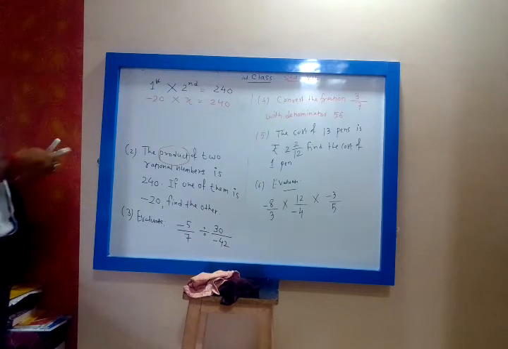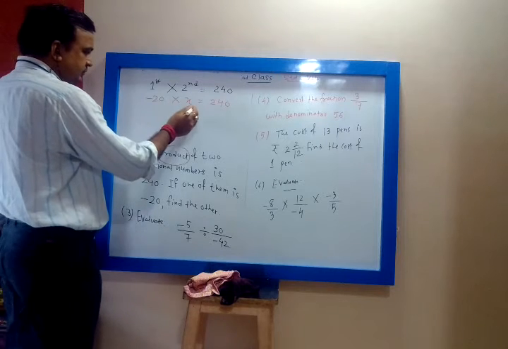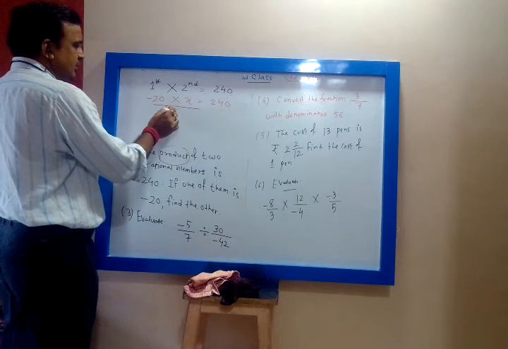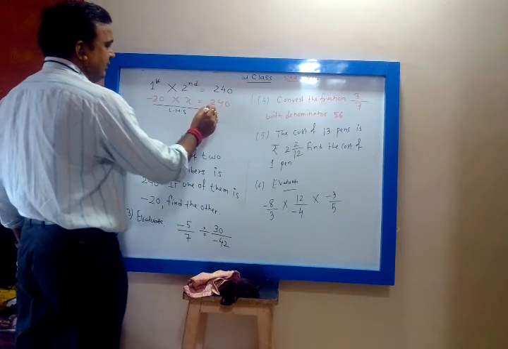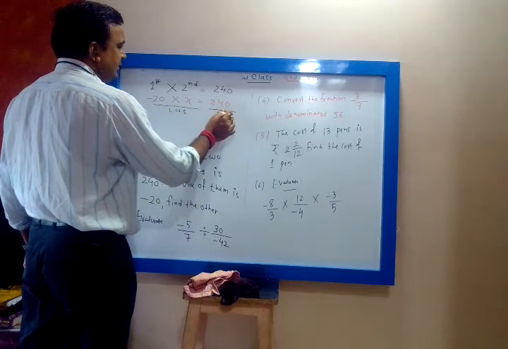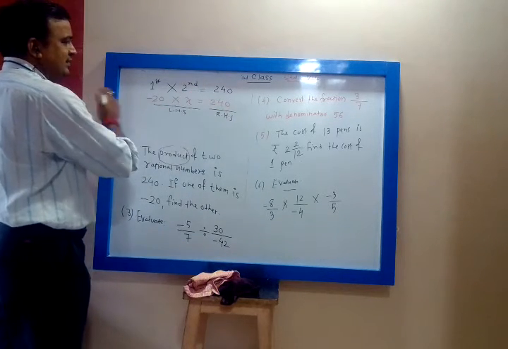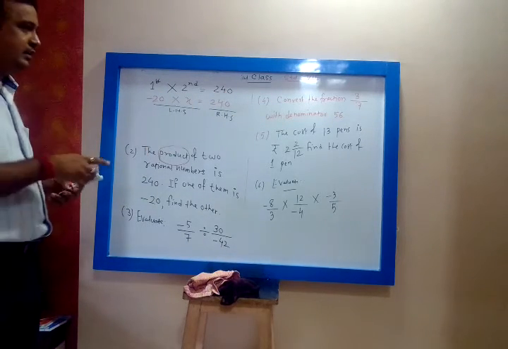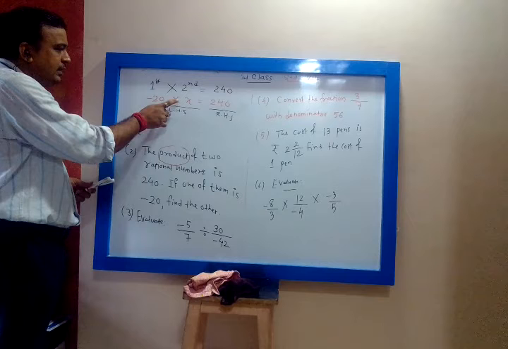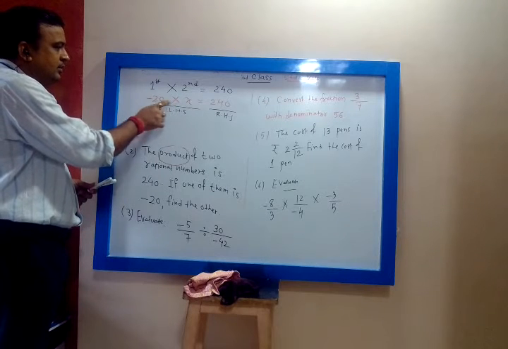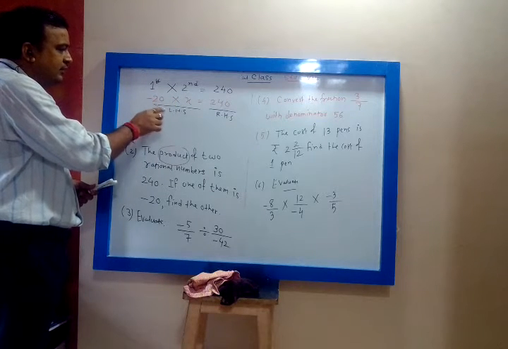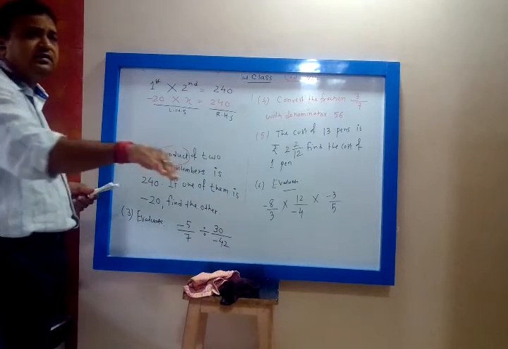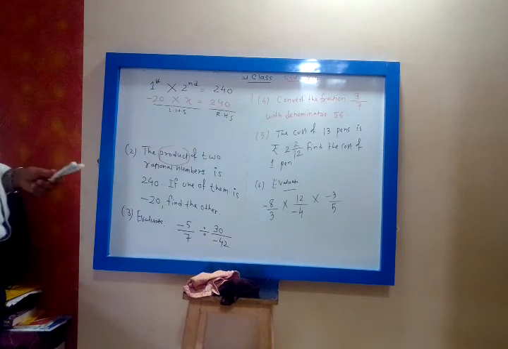So now before equal to is my left hand side, and after equal to is my right hand side. Now whenever we change the side, minus 20 is there in the multiplication. So when I take minus 20 from the left hand side to the right hand side, minus 20 will go in the division.